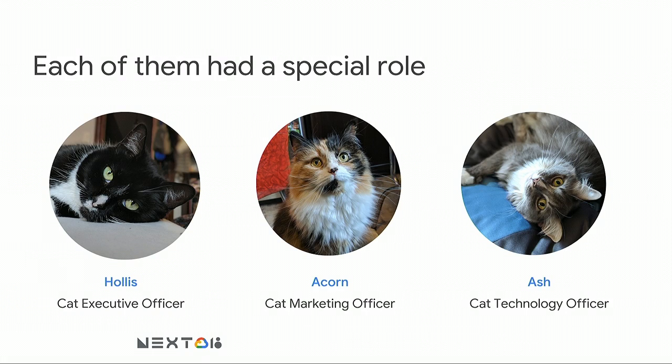As with any startup, each of the cats had a special role. Hollis was the cat executive officer. Acorn was the cat marketing officer. And Ash, who's the most tech-savvy of the three, is the cat technology officer.